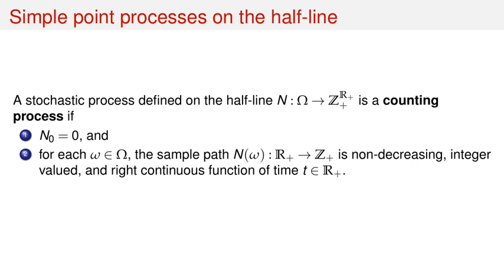A stochastic process N, which maps from our sample space Omega to the set of non-negative integers Z plus, indexed by the non-negative reals R plus, representing time, is called a counting process if it satisfies two conditions. First, N naught, N at time 0, must be 0. Second, for every outcome omega in Omega, the sample path N of omega, which is a function from R plus to Z plus, must be non-decreasing, integer valued, and a right continuous function of time t.